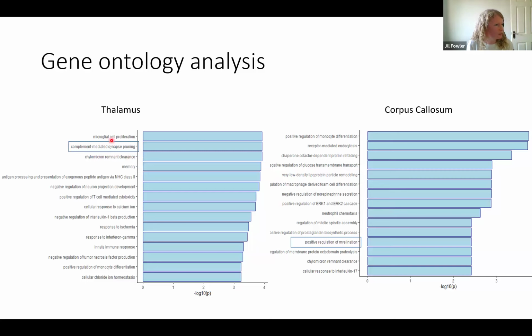So in thalamus, one of the most upregulated pathways was complement-mediated synapse pruning. So perhaps suggesting that there's an ongoing process of removal of these degenerating synapses and maybe some synaptic remodeling. Whereas in corpus callosum, we have this pathway involved in positive regulation of myelination, perhaps suggesting that there's ongoing myelin repair.